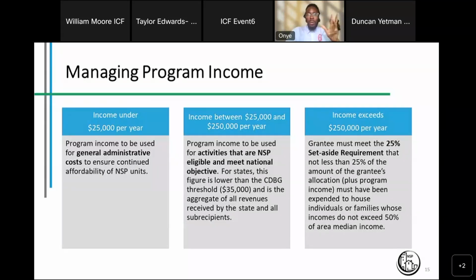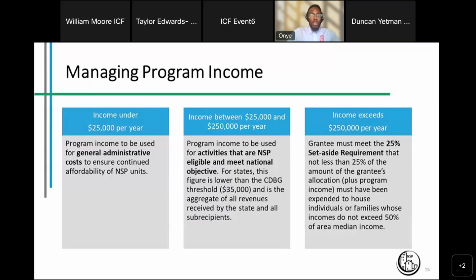Okay, 3 things. For income under $25,000 per year that was received, the program income is to be used for general administrative costs. For program income between $25,000 and $250,000 per year, the program income should be used for activities that are NSP eligible and will eventually meet a national objective. For program income exceeding $250,000 per year, the program income must meet the 25% set aside requirement.